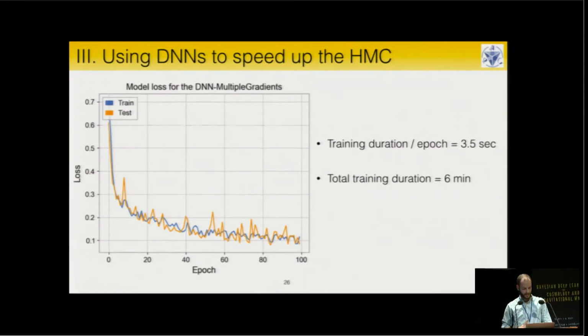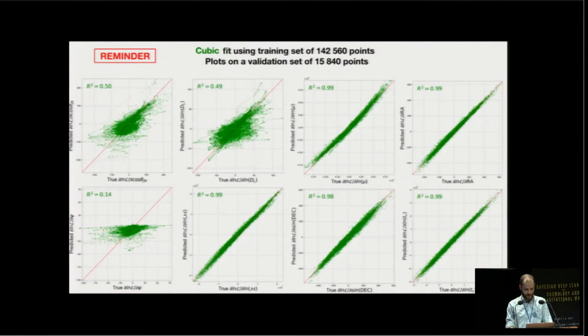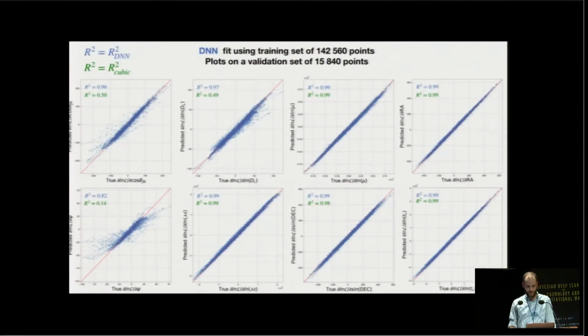This is the training history, where the nice agreement between the two curves, I think, indicates there's no overfitting of my model, and the training takes 6 minutes, which is completely acceptable. So, as a reminder, that was how well or badly the cubic fit is doing. And to compare that with the neural network, you see that we do a lot better on the 3 troublesome parameters that we had before. And we do as good for the other ones.